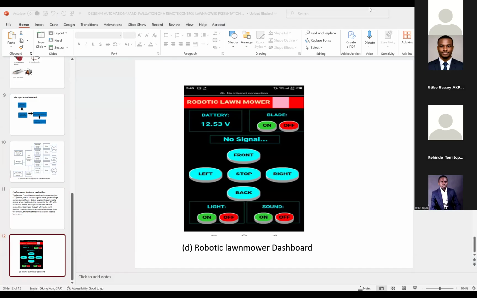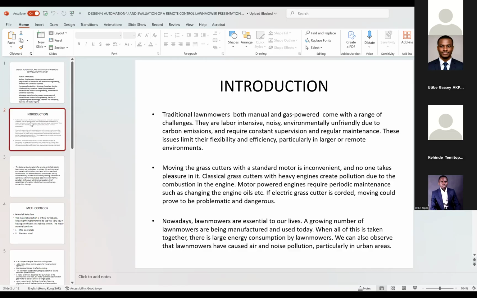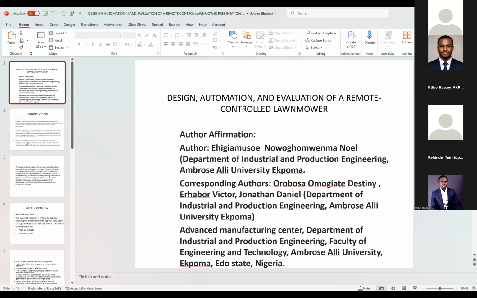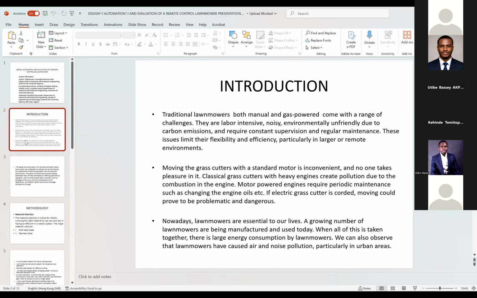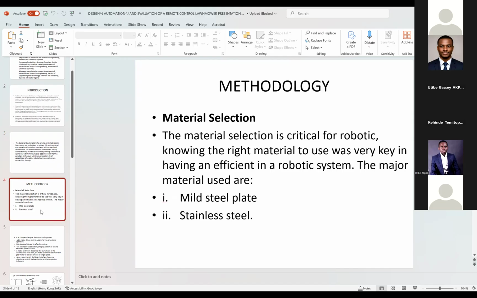Hello, can you hear me? Yes, we can hear you. Please, whoever is controlling the slide, go to the front page. The first one, please. I just want to quickly explain it again for proper understanding. No, the second one. Sorry, the methodology, please.